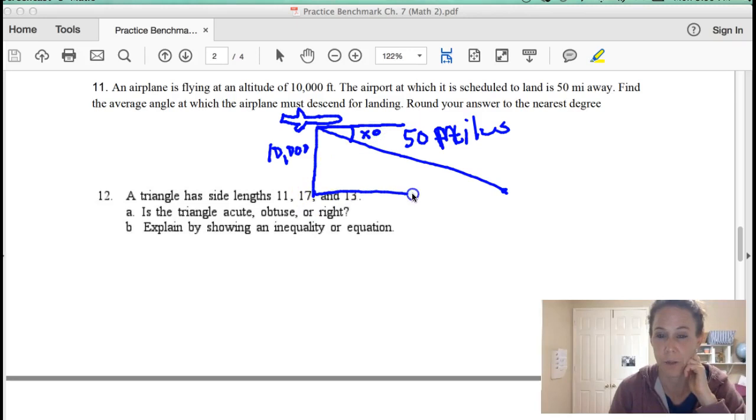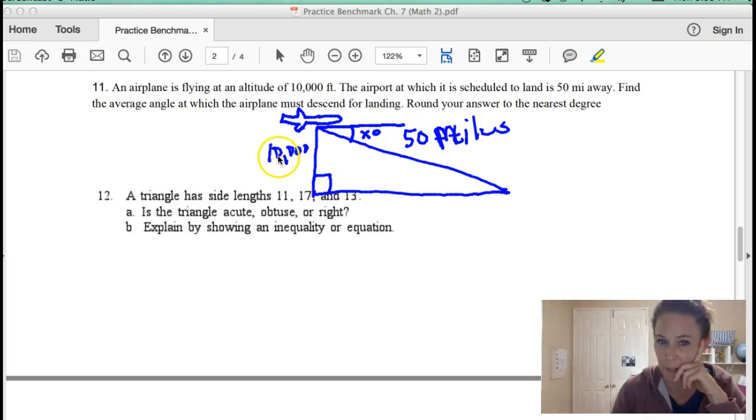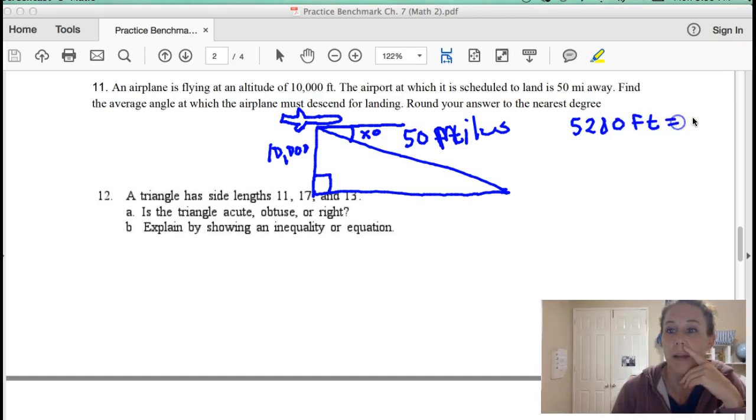All right, so let's go ahead and make a right triangle out of this. Here's our right angle. We have this in feet, 10,000 feet, and this in miles. So we need to do some conversions here. Since this is in feet and this is in miles, we need to change this to feet or this to miles. I know that there's 5,280 feet, and that equals 1 mile.